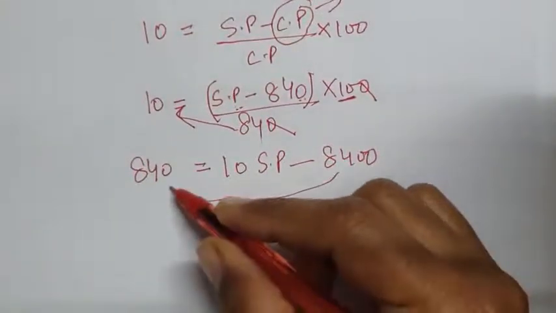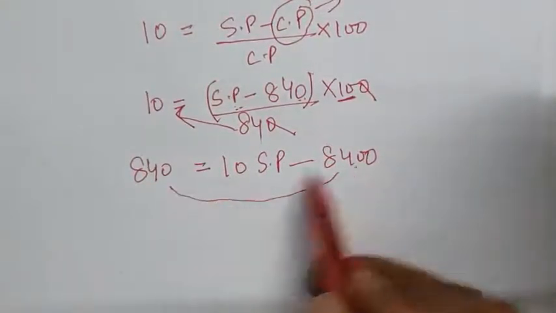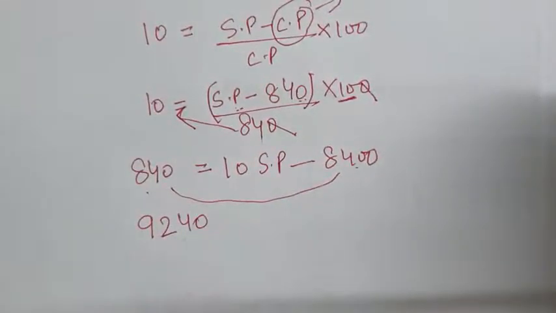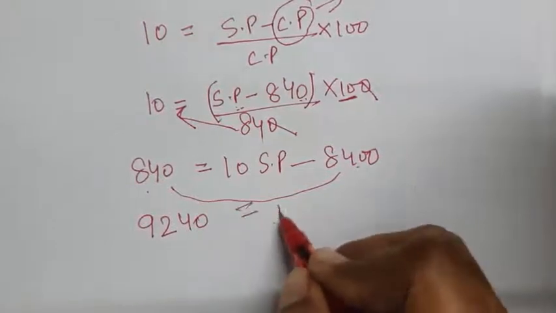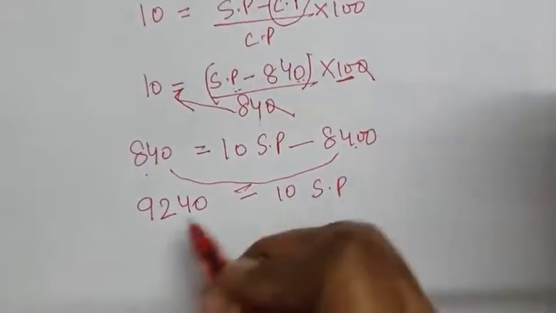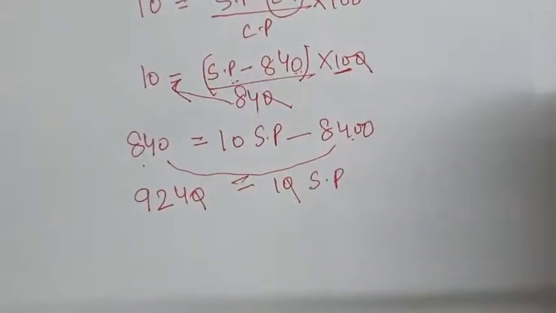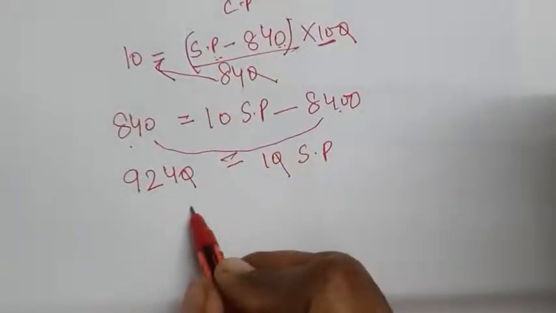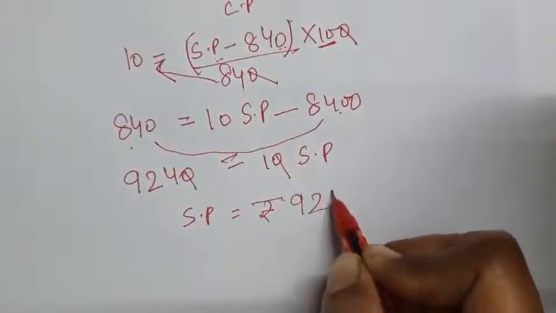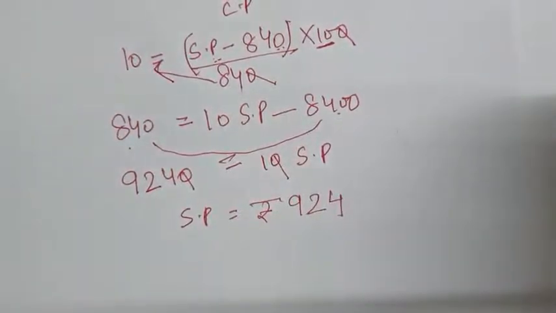8400 will get shifted to that side. It will get added. So we get 9240, which is equal to 10 into selling price. Now 0, 0 we can cancel. So what is the selling price? That is rupees 924. Clear?